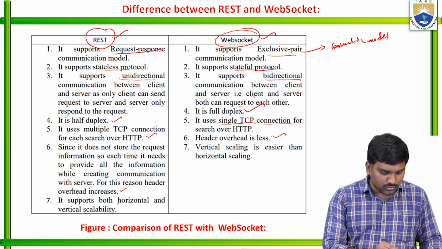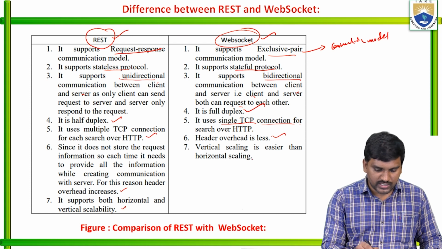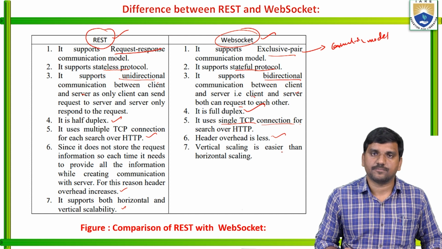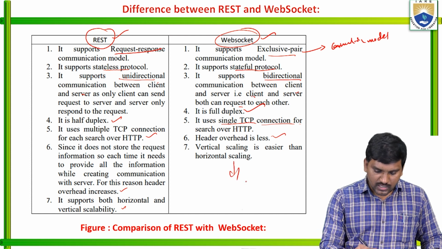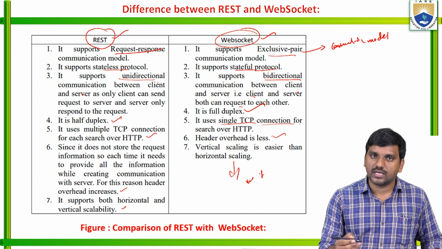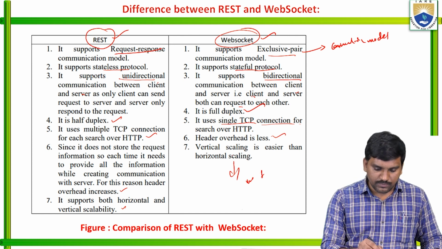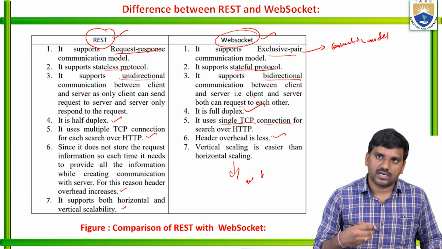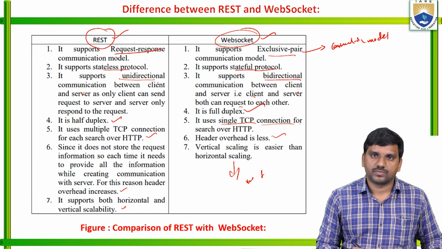Next, the last one: REST supports both horizontal and vertical scalability. With WebSocket, vertical scaling is easier than horizontal scaling. To implement horizontal scaling we face some complexity. That's why only vertical scaling is easier with WebSocket. So these are the differences between REST-based and WebSocket communication APIs.